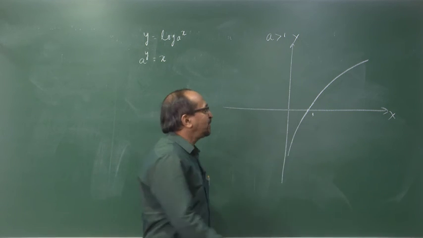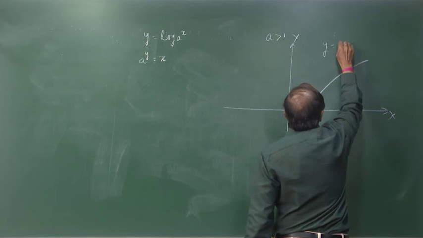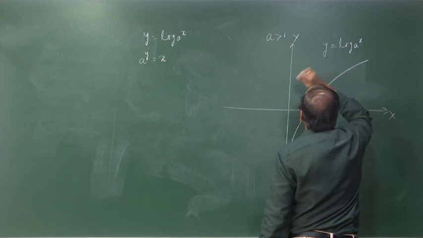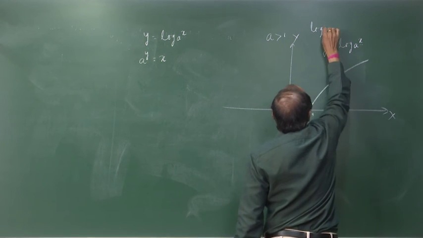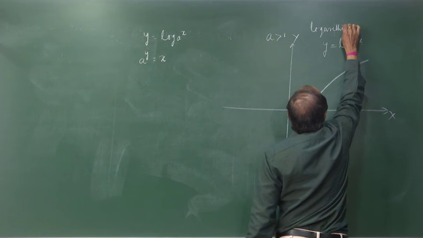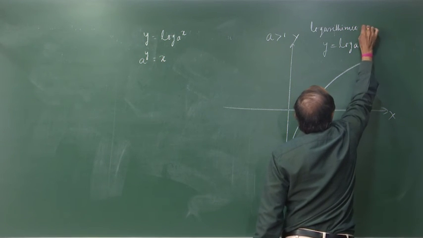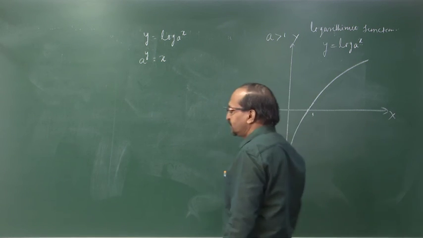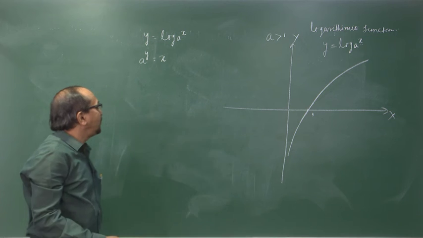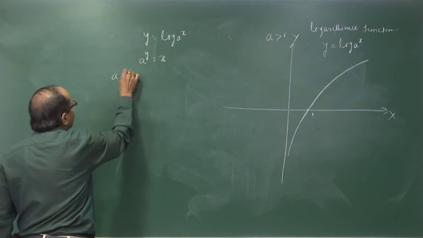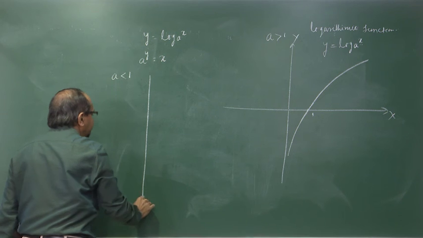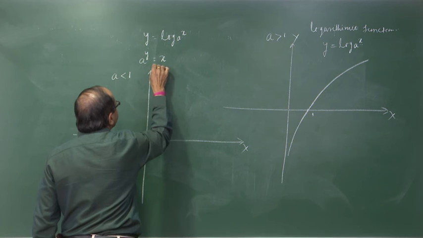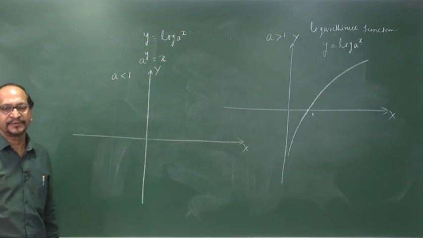This is the plot of y is equal to log x base a. This is the logarithmic function. Then what about the situation when a is less than 1? This is x axis, this is y axis. Okay.